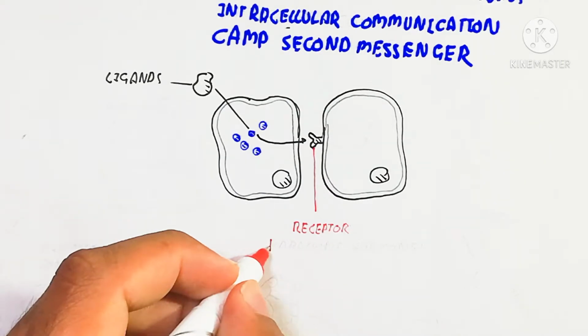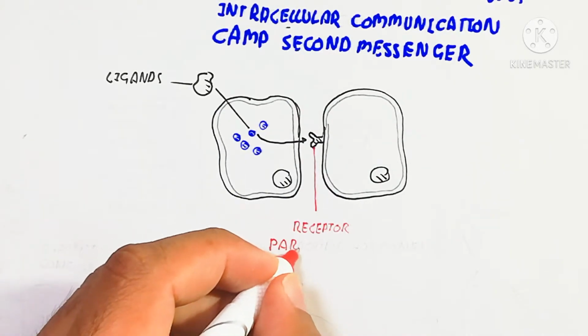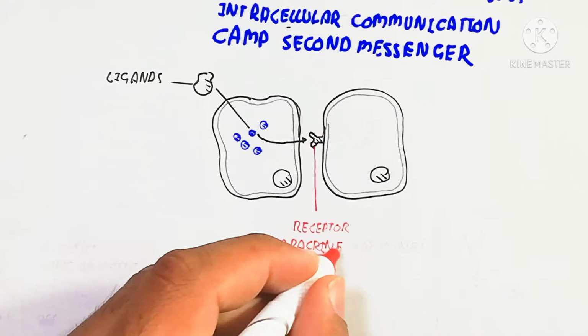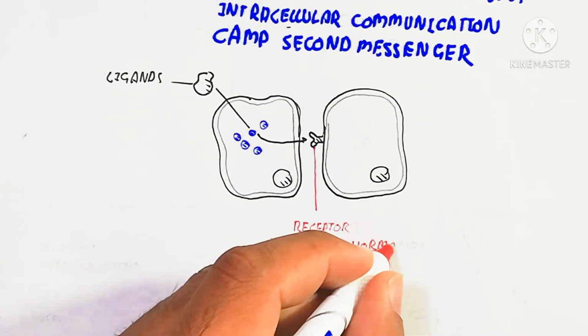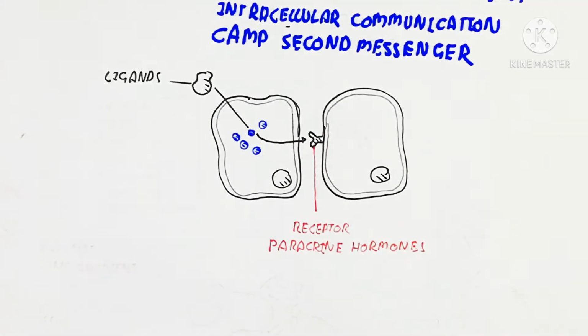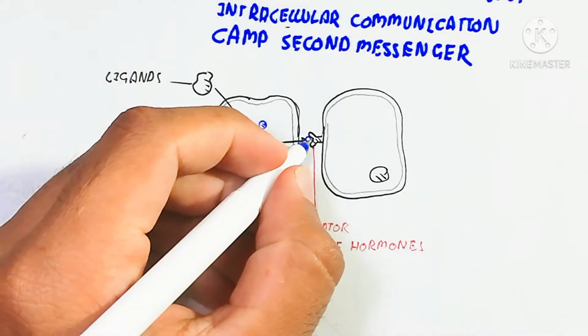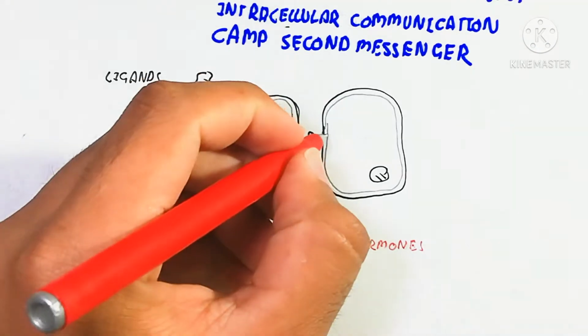That receptor is, for example, for paracrine hormones. Paracrine hormones mean that one cell stimulates another cell, for example for muscle contraction of the heart, where ultimately all the cardiac muscle cells will contract. So when one cell stimulates all the cells, that is known as the paracrine hormones or paracrine system. That's paracrine stimulation.